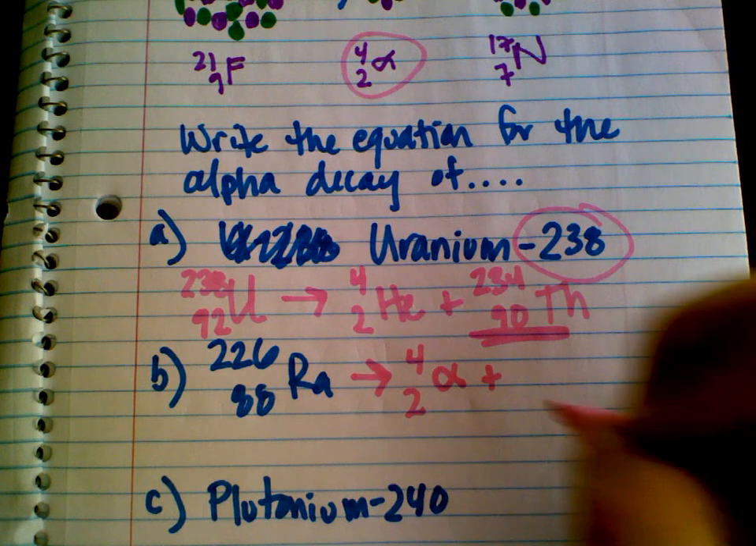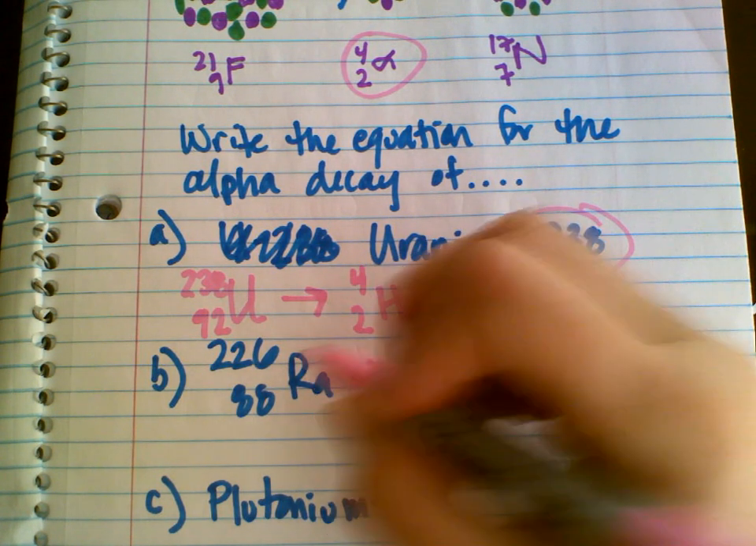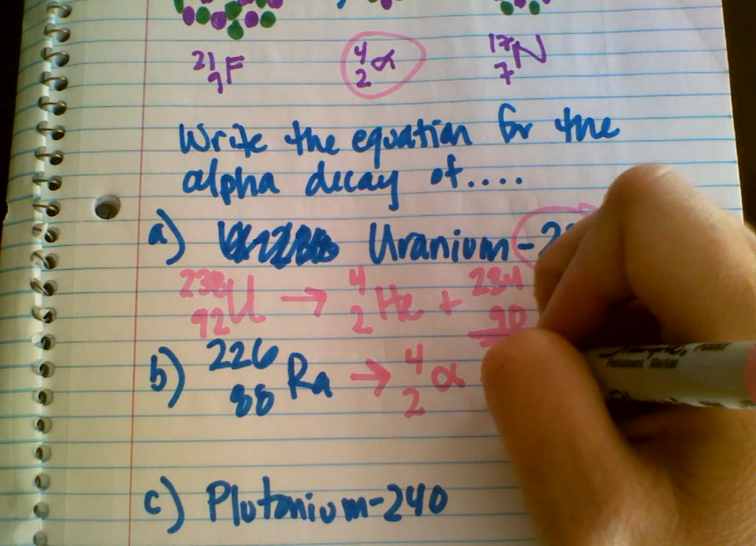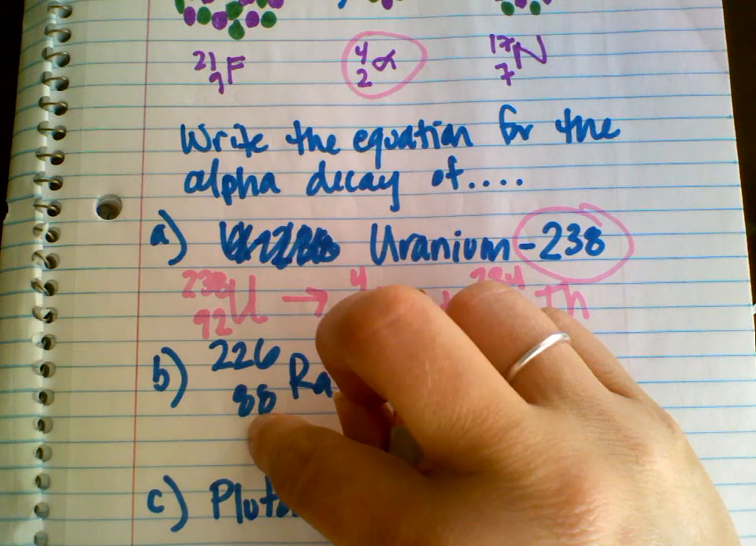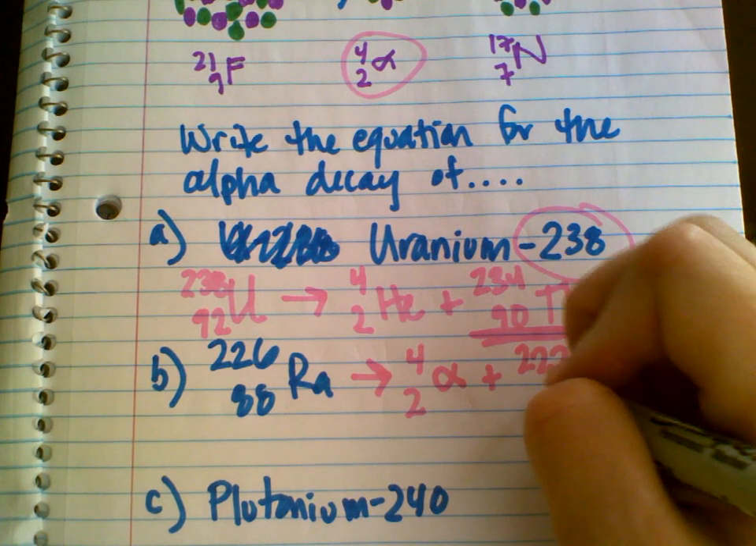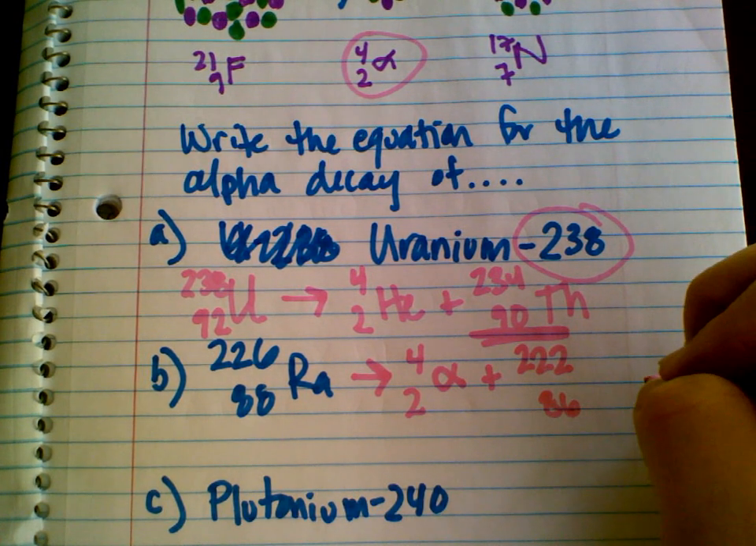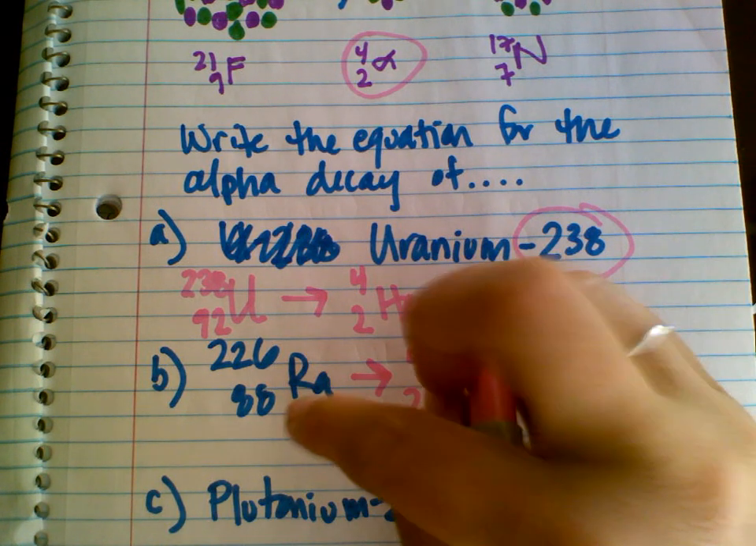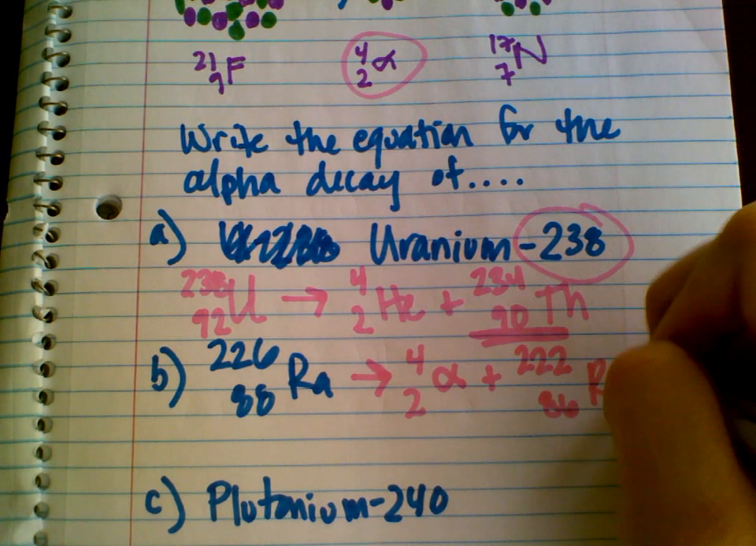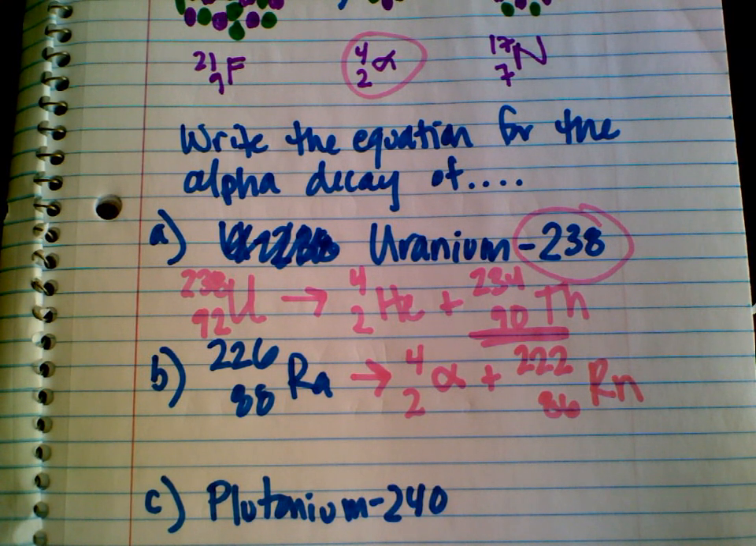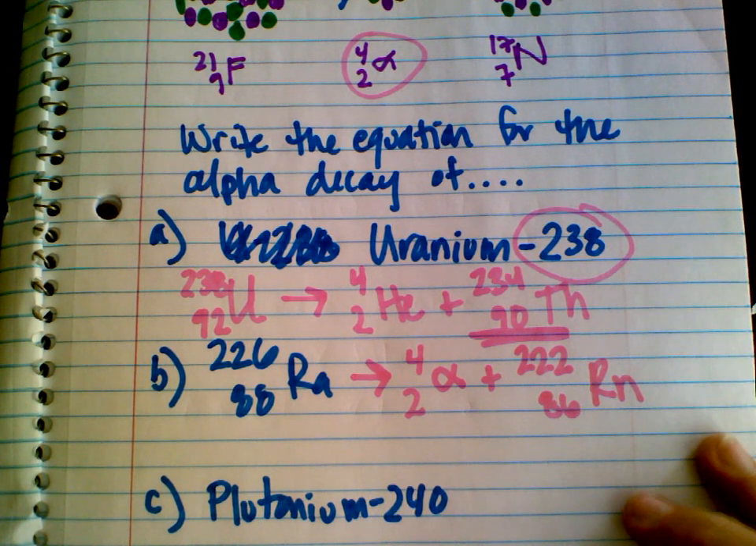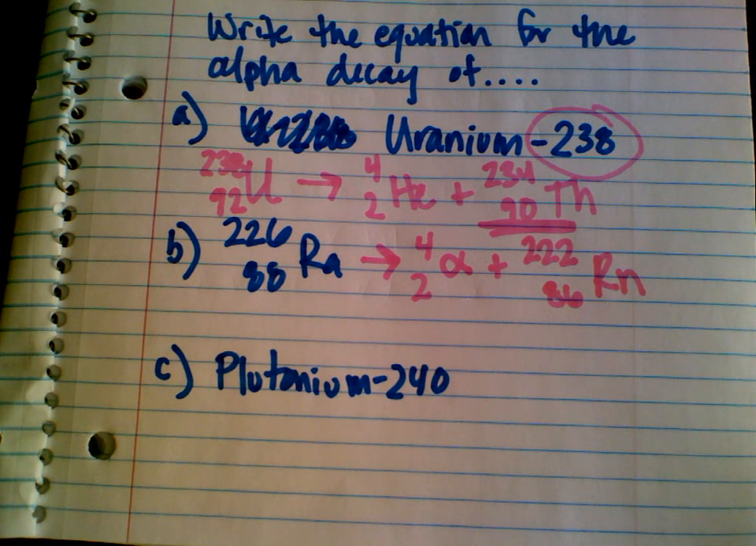So what's left over is 226 minus 4, so that's going to be 222. And 88 minus 2, which is 86. Then I'm going to go to my periodic table, and radium turned into radon. And so that would be the equation for the alpha decay of radium-226. All right, this last one, I want you guys to try on your own: plutonium-240.